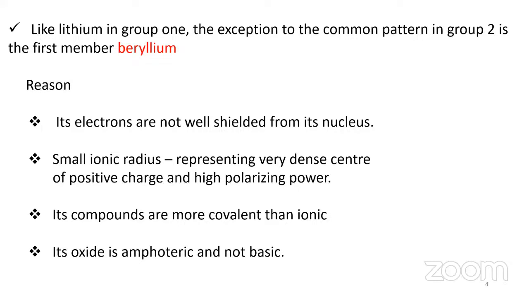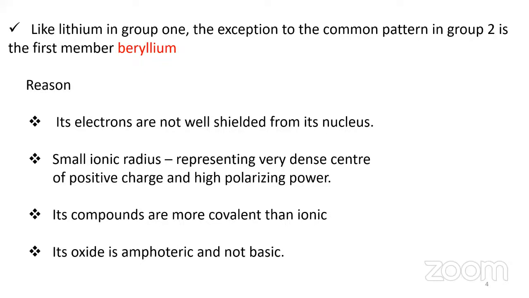So like lithium in group 1, the exception to the common pattern in group 2 is your first member element, which is beryllium. This also has to do with the size and the charge, which gives it a high polarizing power. In our first lecture, I took time to explain the polarizing power. It is because of this high polarizing power, due to the small size and the high charge, that these first elements deviate in terms of their properties from the other elements.